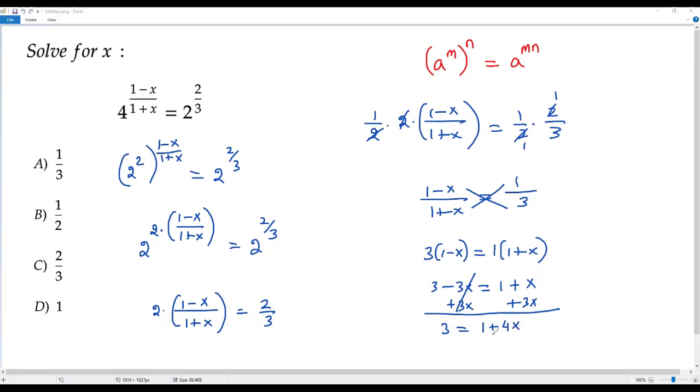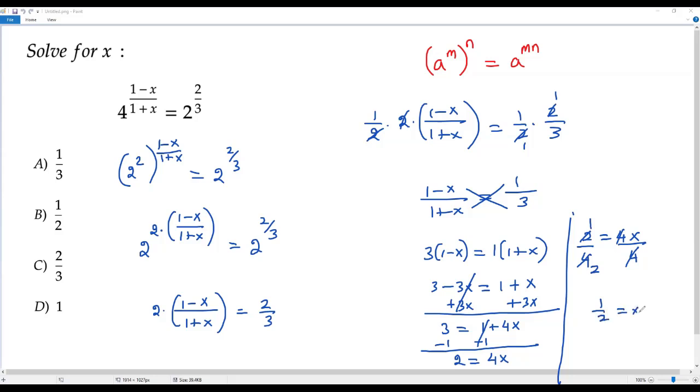Now to solve for x, I have to isolate x on the right side. So I have to get rid of all the values around the variable x. First, let me get rid of this positive 1. For that, I have to subtract 1 from both sides. So this positive 1 and negative 1 will cancel out. 3 minus 1 will become 2. So 2 is equal to 4x. Now to solve for x, I divide both sides by 4. When I do so, this 4 will cancel out. 2 goes into 2 one time, 2 goes into 4 twice. So I'm getting 1/2 equals x.